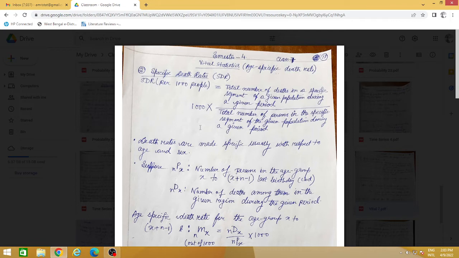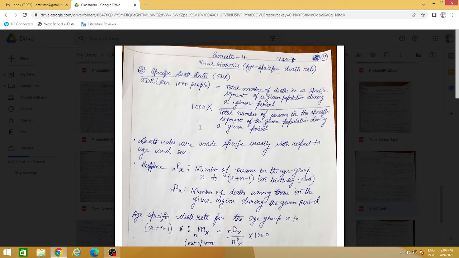Now we have divided the deaths in terms of the age of the persons at which they are dying. So how do I tell that? The numerator tells me the total number of deaths in a specific segment of a given population, not the whole population. In the previous one, the CDR, we were talking about the whole population of a region over a time period. But now, within that population, for a particular segment of people. This segment may be because of the age group or because of the gender group. So, total number of deaths in a specific segment of a given population during a given period.